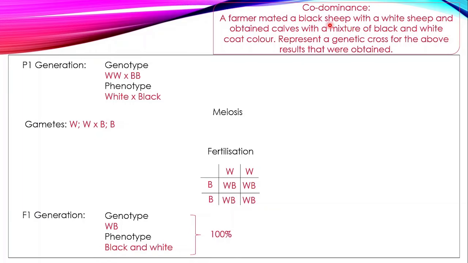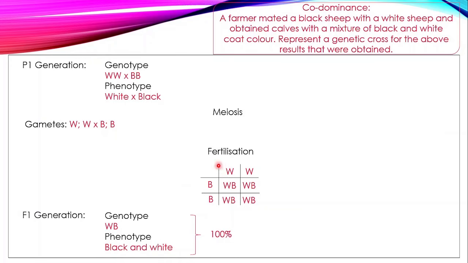Okay, so then codominance. A farmer mated a black sheep with a white sheep and obtained lambs with a mixture of black and white coat color. Represent a genetic cross for the above results that were obtained. So big W, and big B. Again, two different letters because it's codominance. The phenotype, white and black. So we have gametes, W and B.